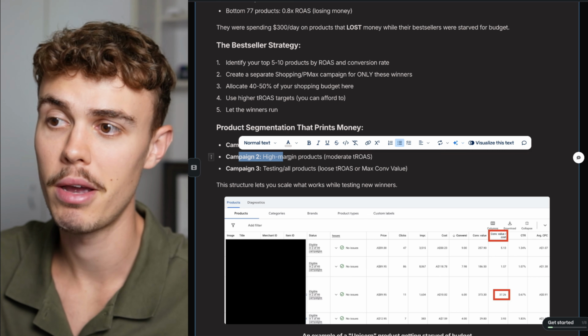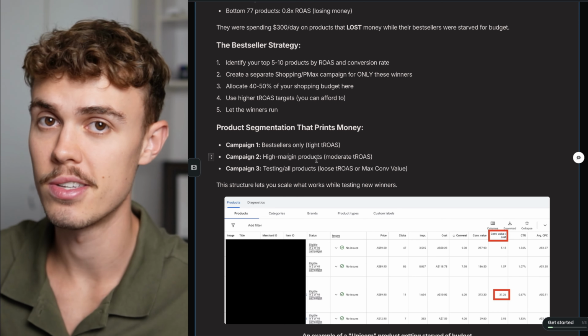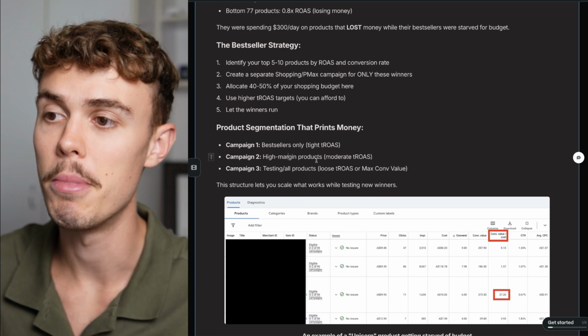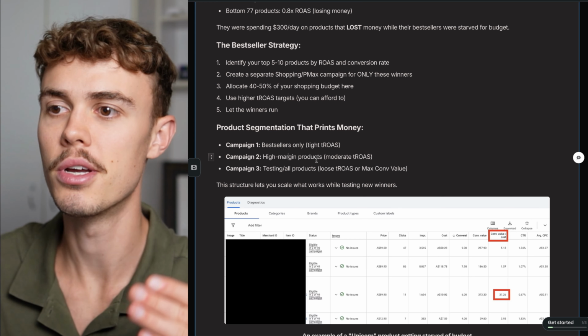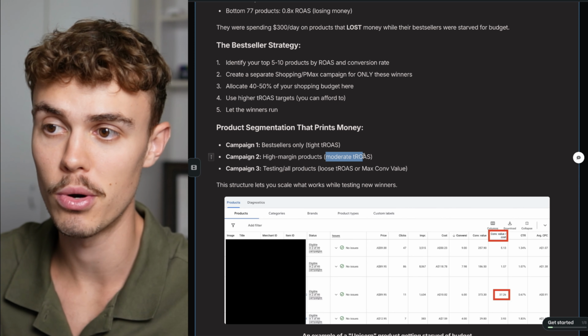Then you have another campaign for high margin products. So products that you might want to promote yourself, but Google doesn't necessarily see them as the highest converters, but you find that they have a really high margin for you, so you can sort of sacrifice a bit of ROAS on those. And then in this case, you'd be looking at a moderate TROAS.